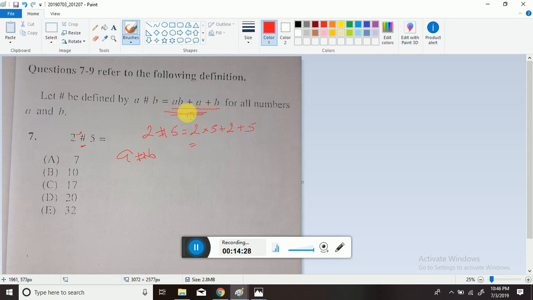According to that, standing on the same definition, we have done this. So 2 fives are 10, plus 2 plus 5. 10 plus 2 is 12. 12 plus 5 is 17. So 17 is our correct answer. It is in our option C. So option C is our correct answer. Standing on the same, now we have question number 8 also.